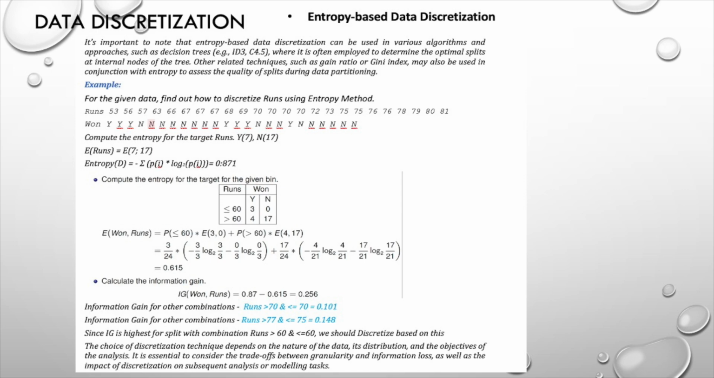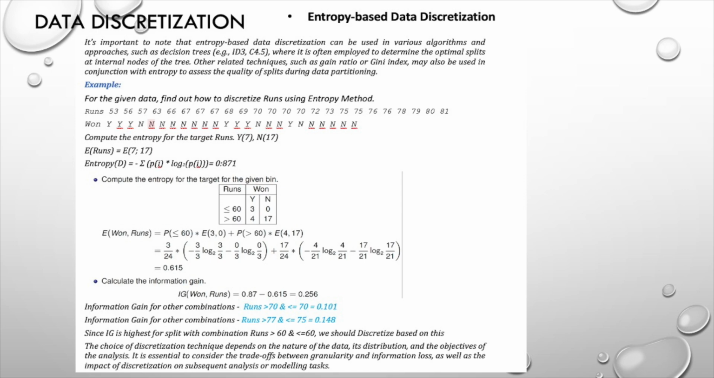The attribute or cutoff point that results in the highest information gain is selected as the optimal choice for data discretization. The information gain formula and entropy-based discretization aim to find the best split or boundaries that maximize the homogeneity within each category while maximizing the difference between categories. It seeks to achieve the most informative and meaningful representation of the data with minimal information loss.